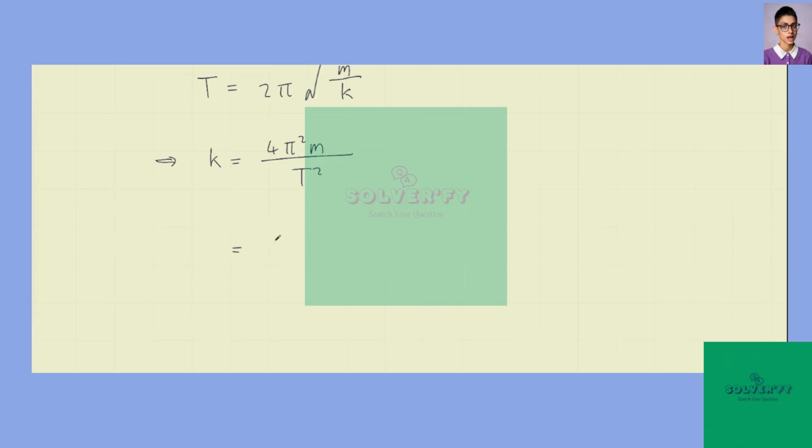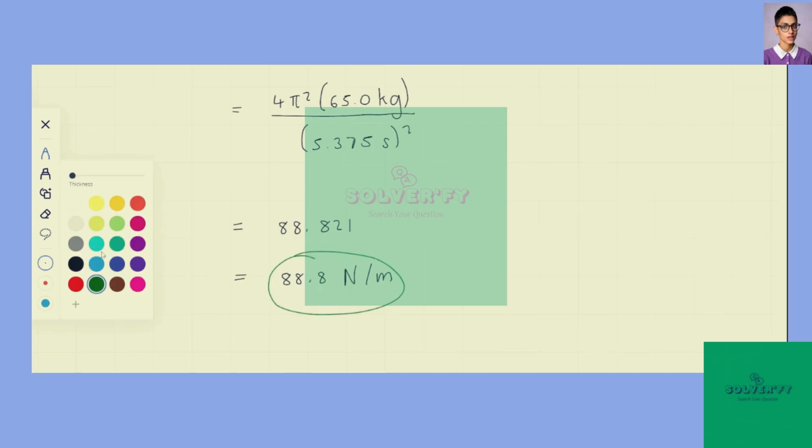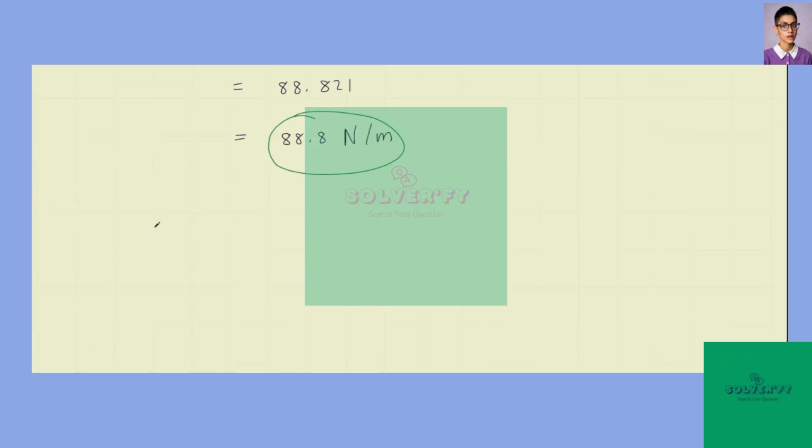So putting in our values, we get this to be 4 pi squared times the mass of the bungee jumper, 65 kg, divided by the period, 5.375 seconds, squared. This gives us the spring constant of the bungee cable to be 88.821, or to 3 significant figures, 88.8 newtons per meter. So we now have the effective spring constant of this bungee cord.